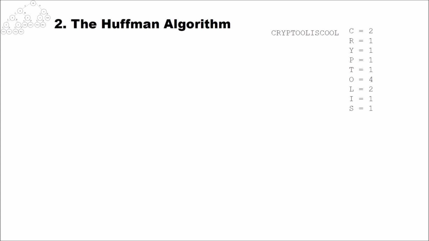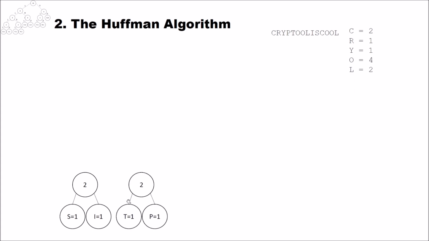To do so, we take the 2 least frequent symbols and we combine these. These were S and I, both occur only once, and we connect these with another node of the tree, and in this node we write the sum of all nodes below this node. And we do this again with the next 2 least frequent symbols. These are T and P, they also occur only once each, and we connect these again in the node above these.